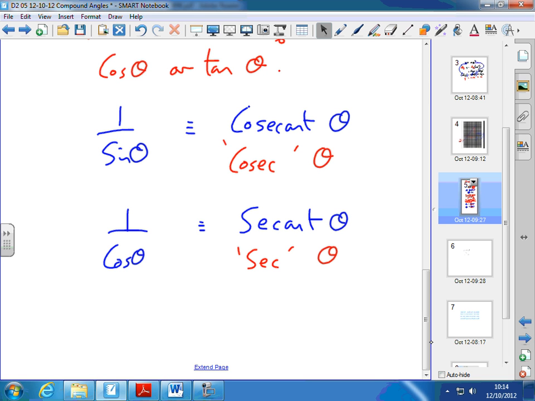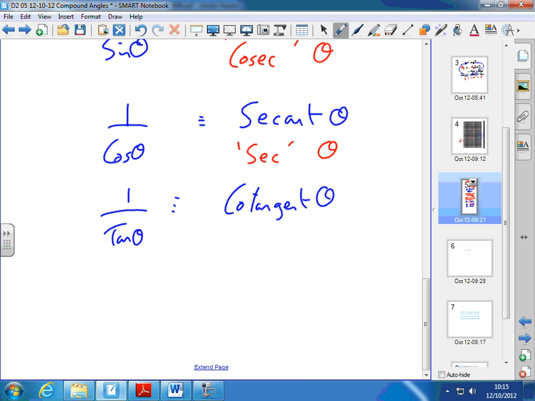And then finally we've got 1 over the tangent, or 1 over tan theta, which is written as the cotangent of theta. And we refer to that as cot. So we've got cosec, sec, and cot, and all that means is 1 over the sine, 1 over the cosine, 1 over the tangent. So it's nothing fancy, just that.